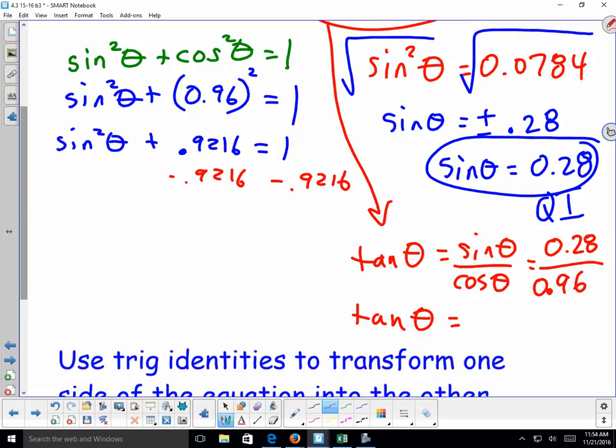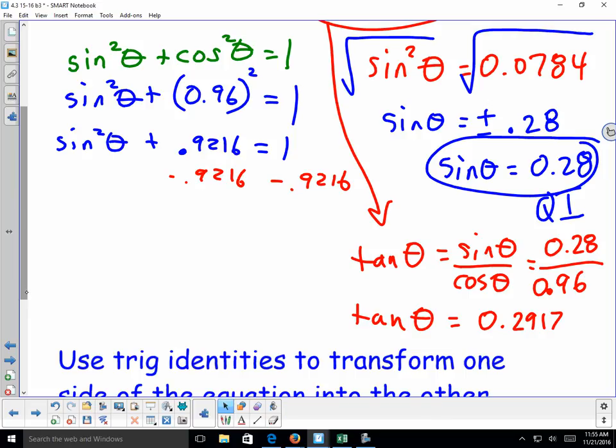Jacob? Get 0.2916. 0.2916 with the 6 repeating. All right, then let's just round to 0.2917. Are we okay with that? Questions on this? So this is a way that we are using the trig identities to help us find other trig values if we know a few of them.